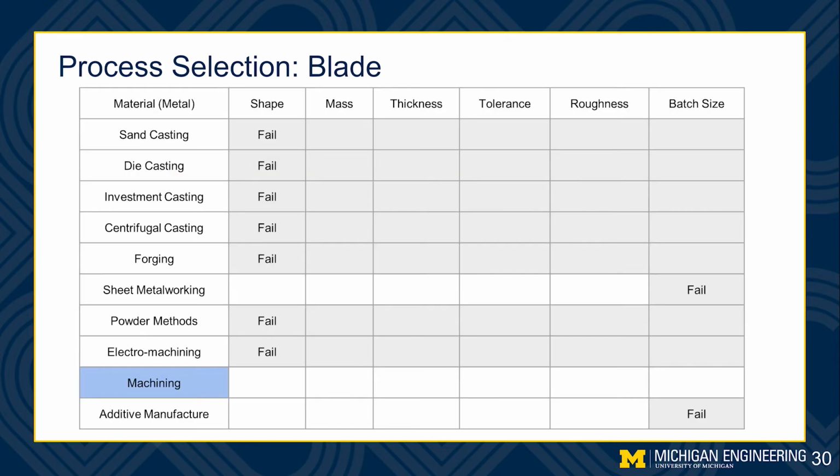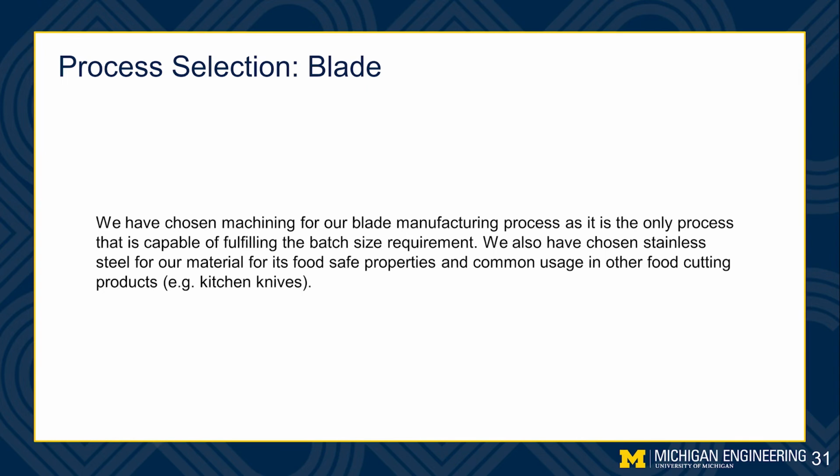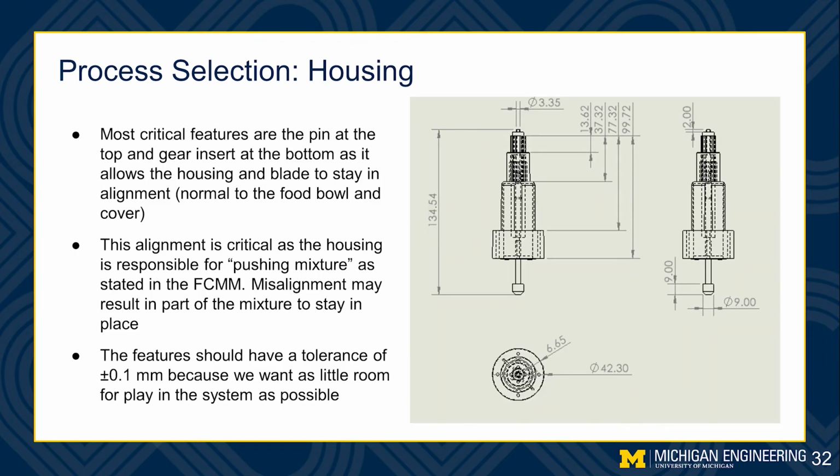And this is our final table. As you can see, the only one that fulfills all the requirements is machining. We have chosen stainless steel for our material because of its food safe properties and common usage in other food cutting products. Okay, now the second part is the housing.